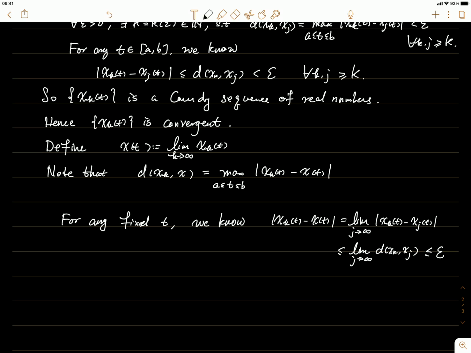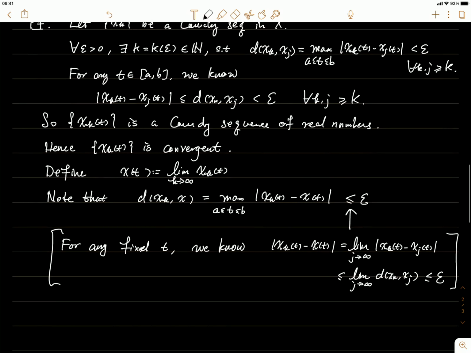Okay, so that's why this would also be less than or equal to epsilon, and the reason is because of this. Okay, now I can see that the distance between xk and x is less than or equal to epsilon. So what we have achieved so far is that for any epsilon, there exists some K such that this distance is less than or equal to epsilon for all k greater than or equal to the capital K. Okay.